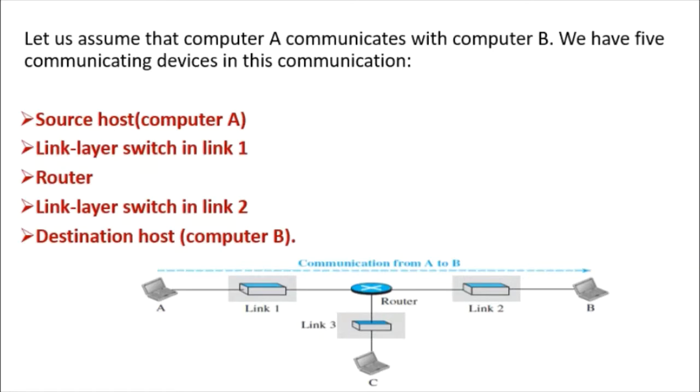Let's look at this diagram. Let us assume that computer A communicates with computer B. We have 5 communication devices in this communication. The first device is the source, which is host computer A, which is connected to a link layer switch in link 1, and it is connected to a router. The router is then connected to a link layer switch in link 2, and this link is in fact connected to the destination host, computer B.